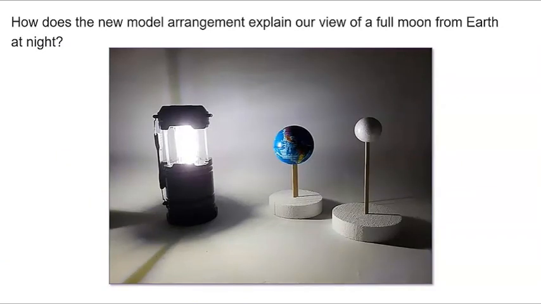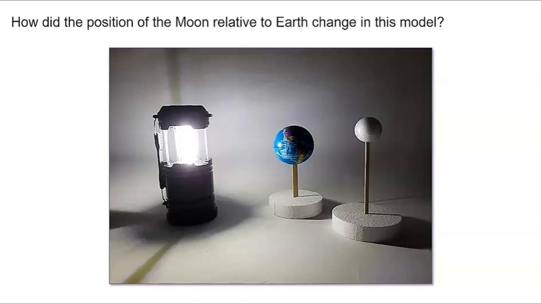How does the new model arrangement explain our view of a full moon from Earth at night? Can you track the light rays and how they are reflected with your finger in our updated model? Our model now shows that the light from the sun reflects off the moon, which is positioned on the nighttime side of Earth. The reflected light allows us to see the moon at night. How did the position of the moon relative to Earth change in this model? To see a full moon reflecting sunlight to Earth at night, the moon has to be a little above or below Earth. Otherwise, Earth blocks the light from the sun.